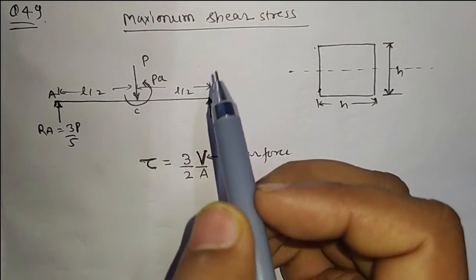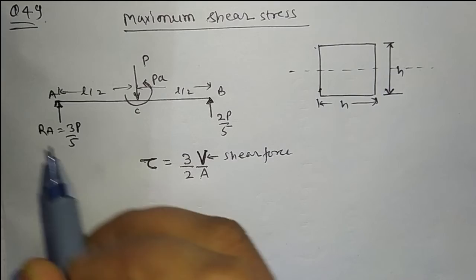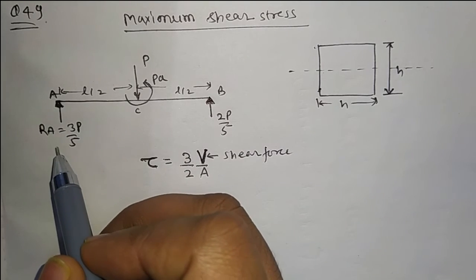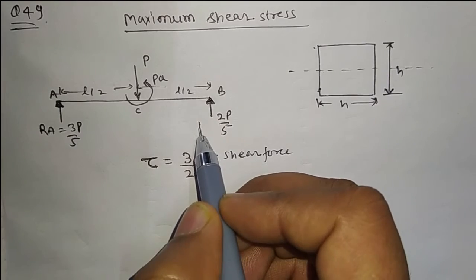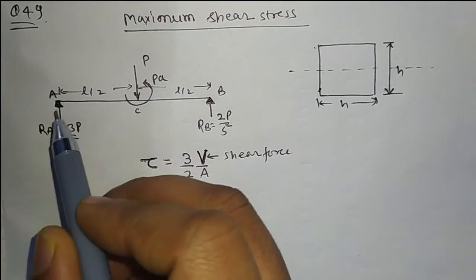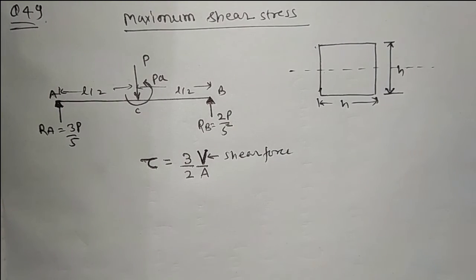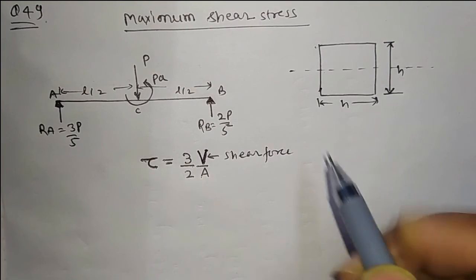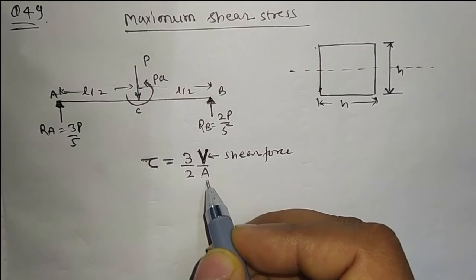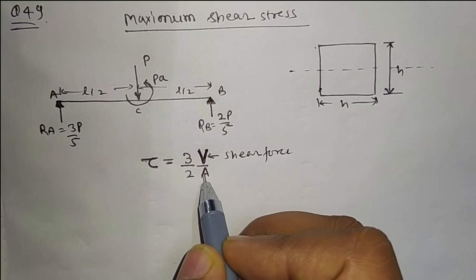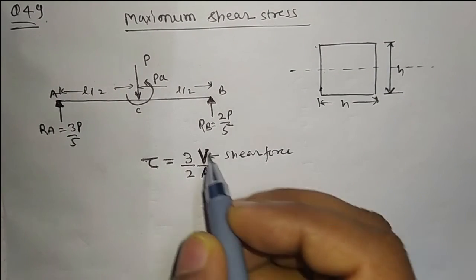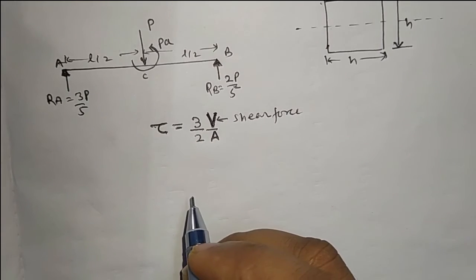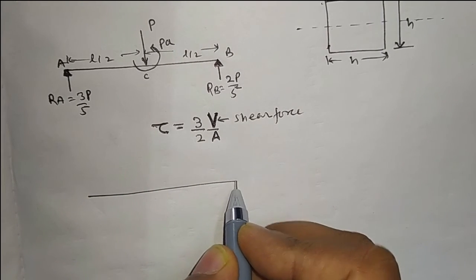In question number 49, we have to find the maximum value of the shear stress. The loading was given in question 48. RA is the reaction at support A and RB is the reaction at support B. We have calculated these values. We know the formula for the maximum shear stress in the case of a rectangular section, which is given by 3 by 2, V by A. V is the shear force, A is the cross-section area. So for maximum shear stress, the maximum value of shear force will be used. For that, we will draw the shear force diagram.